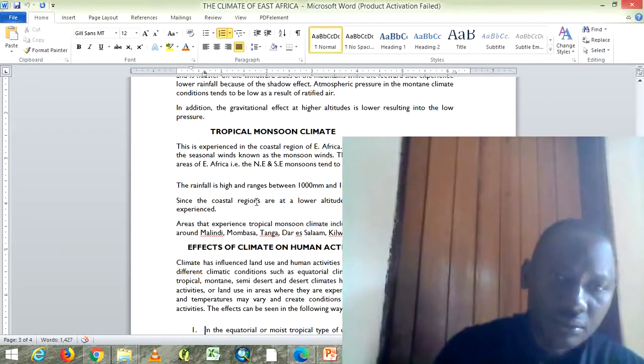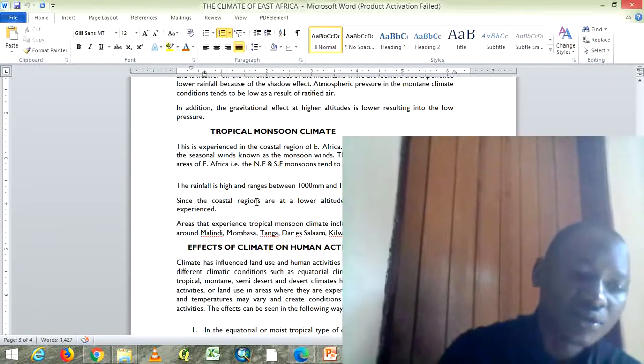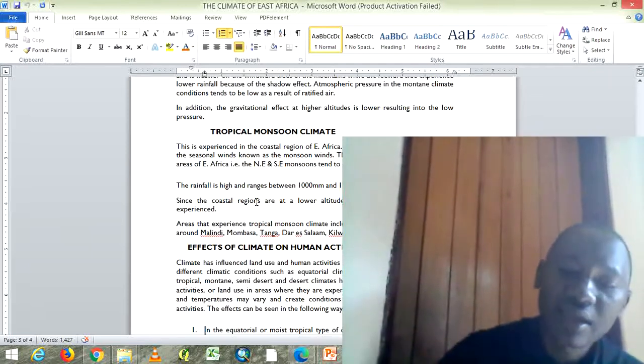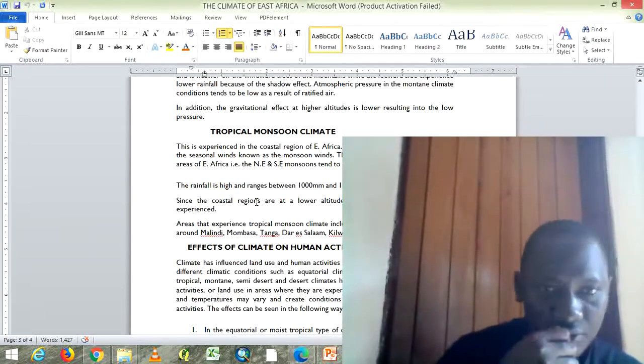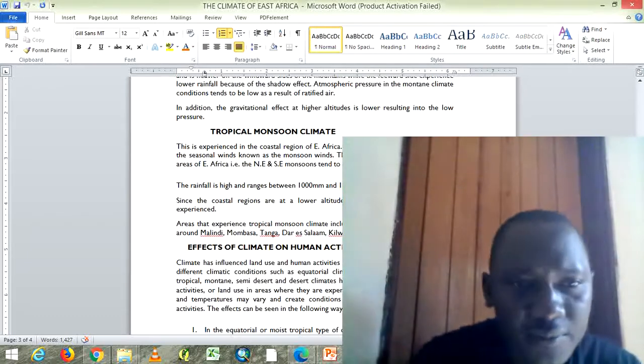The climatic zone is classified by high rainfall, ranging between 1000 millimeters to 1800 millimeters. And since the coastal regions are at low altitude, temperatures are also high. Those of you who have been to the coastal areas, you know what I'm talking about. The coastal areas are characterized by very high temperatures, if you have ever been to Mombasa or Dar es Salaam or those areas of Zanzibar.